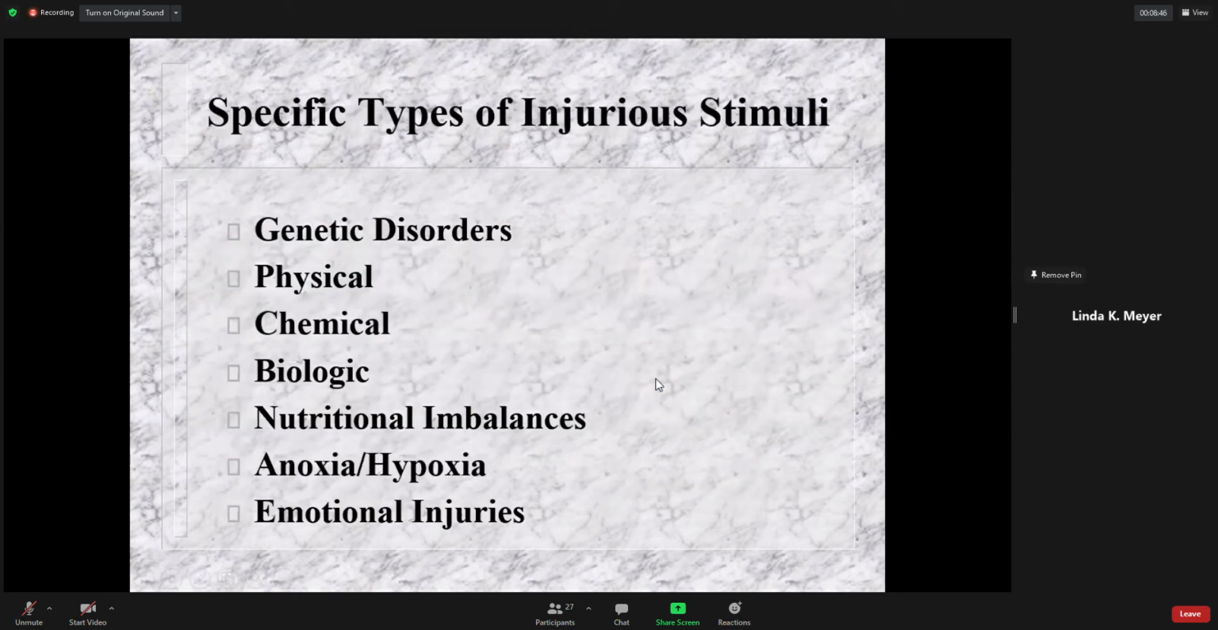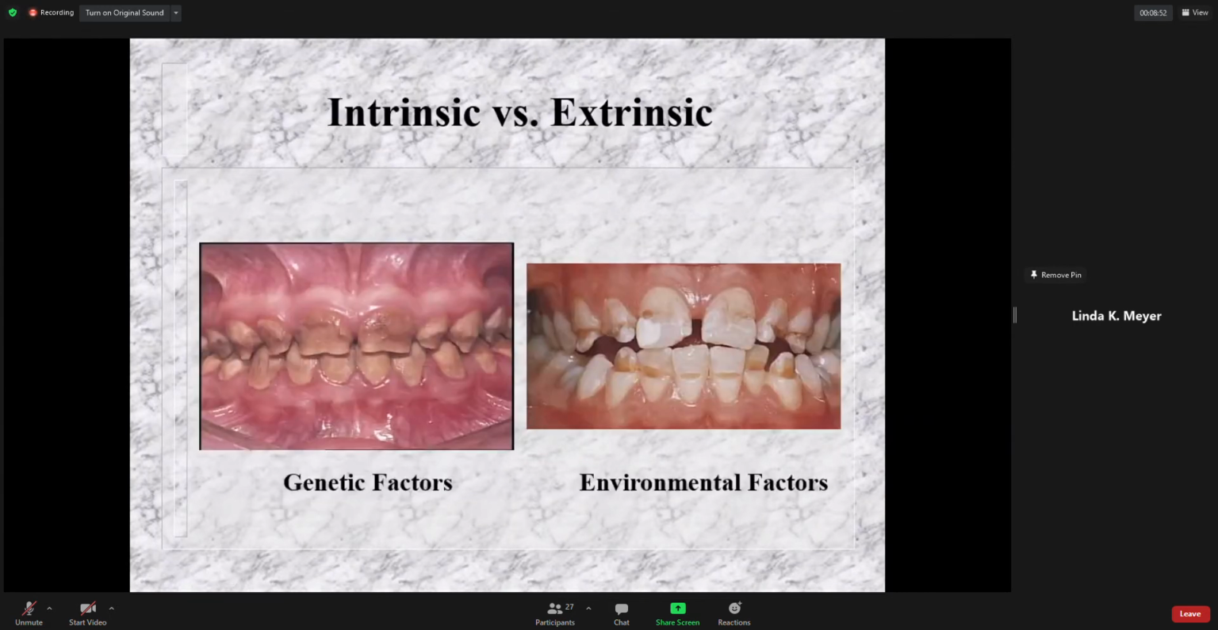Could you tell me, where are we on the outline? Page 5. Oh, mine doesn't have page numbers, which is why I'm confused. Should say at the top, types. Types of what? It says types of injurious stimuli, agents of disease, general, acute versus chronic, intrinsic versus extrinsic, and B is specific. Oh, I see it now. Thank you.